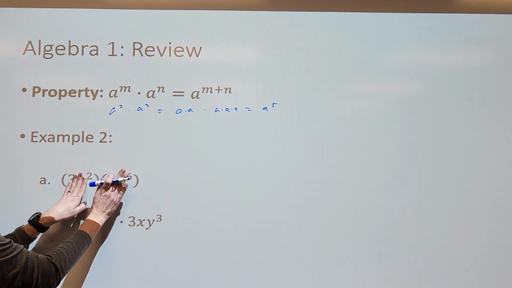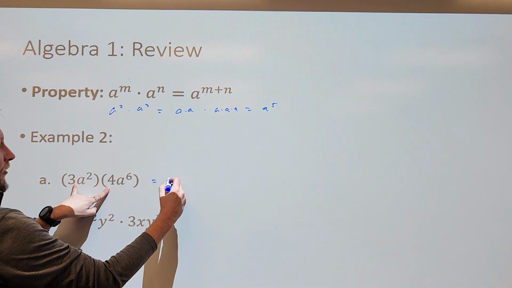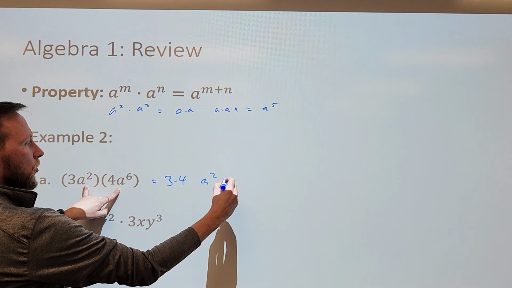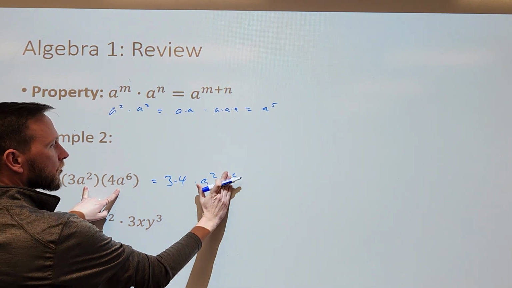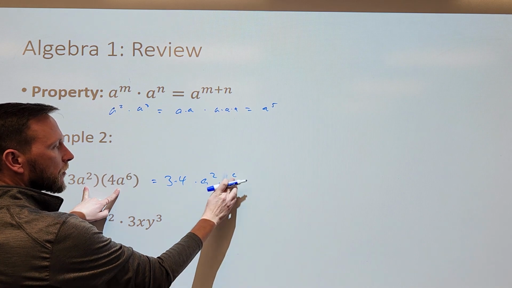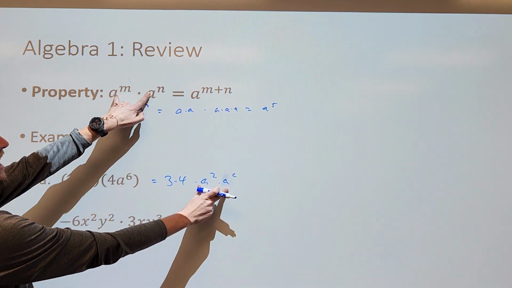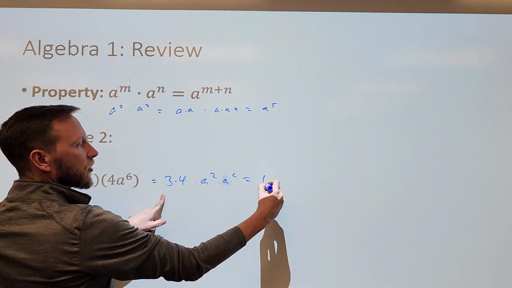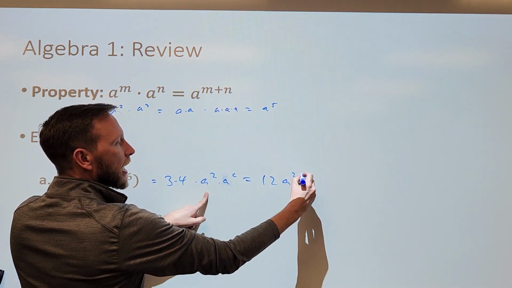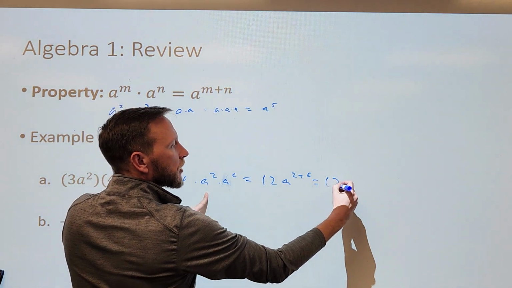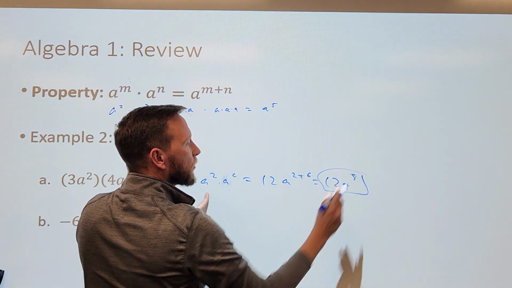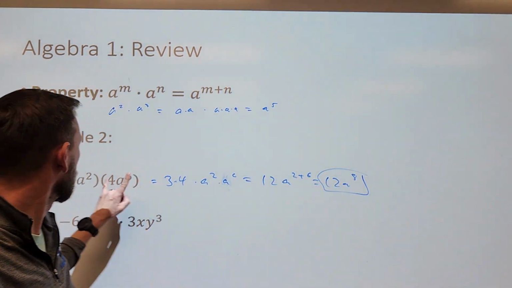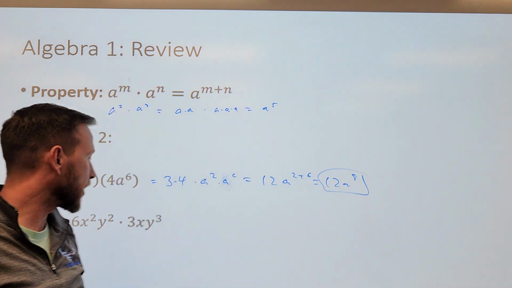So in this case, when we have these multiplied together, we have the numerical parts, 3 times 4, but then we have the variable parts, a squared and a to the 6th. Since these are powers of the same base, we're going to add those exponents. So 3 times 4 makes 12, and then a to the 2 plus 6 gives us 12a to the 8th power. Not 2 times 6 to get 12 as the exponent, but 2 plus 6 to get 8.